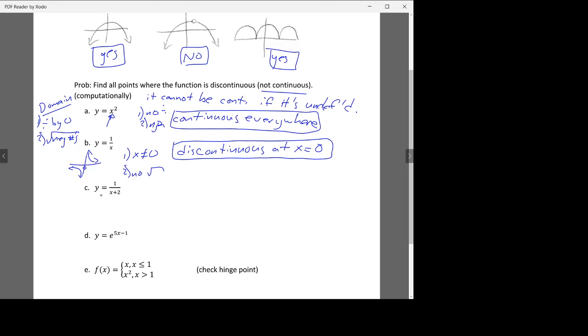How about this one? What's bad here? No square roots. So we're only interested in division by 0. So if x plus 2 is 0, we have division by 0. We'll just solve that little guy. So it's discontinuous at x equals minus 2. And you can write it like that.